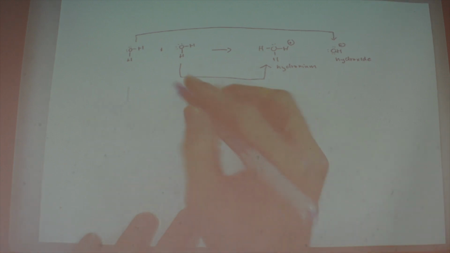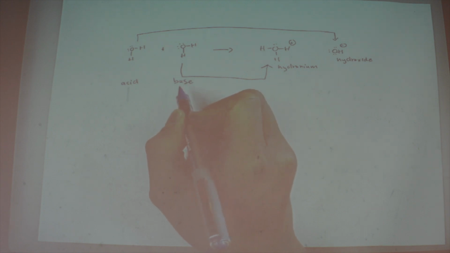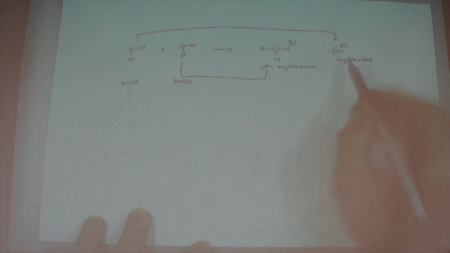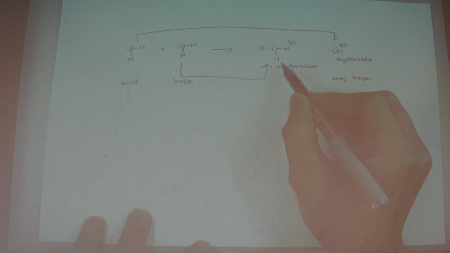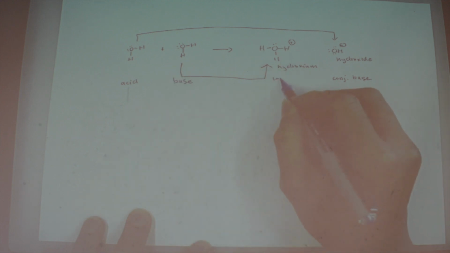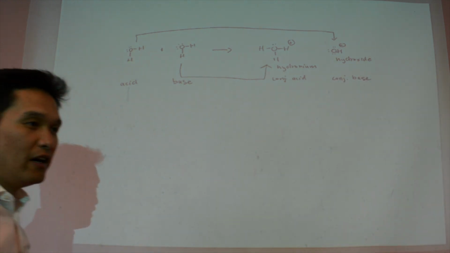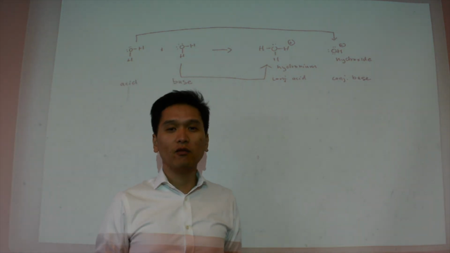So let's denote that again. We call this the acid. In this reaction, this is the acid, and this is the base, because this one donated a proton, and this one accepted that proton. So if this was the acid, then the hydroxide would be the conjugate base. And therefore, if this is the base, its conjugate is the conjugate acid.